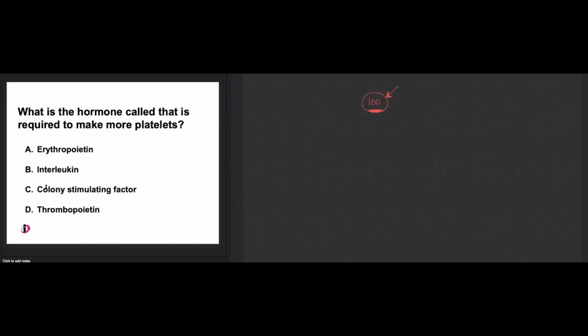All right, so what is the hormone required to make more platelets? What do you think? I'm waiting for your responses here. Thrombopoietin, exactly. Thrombopoietin is a hormone that induces the formation of my megakaryocytes that will be producing the platelets.